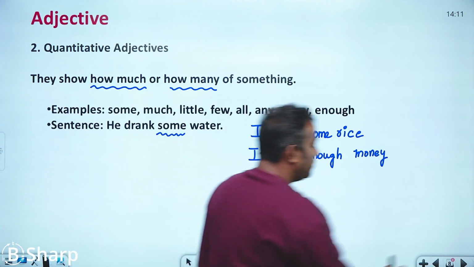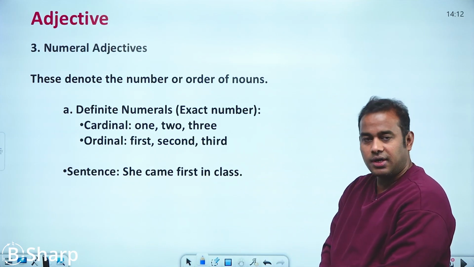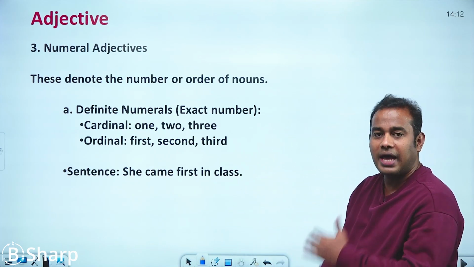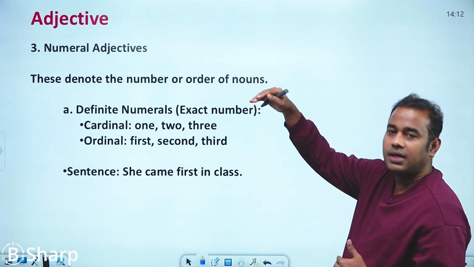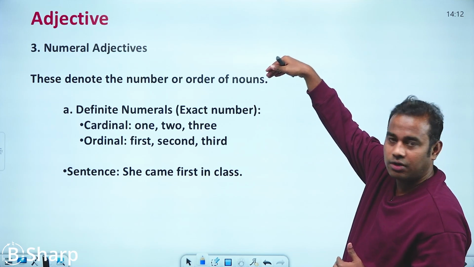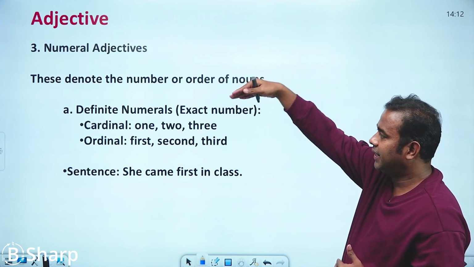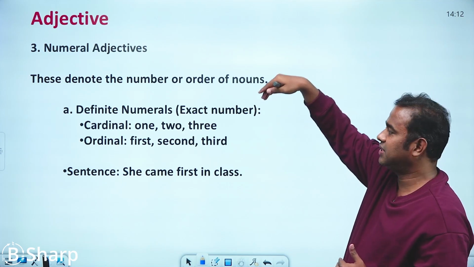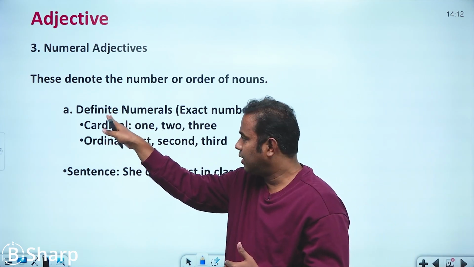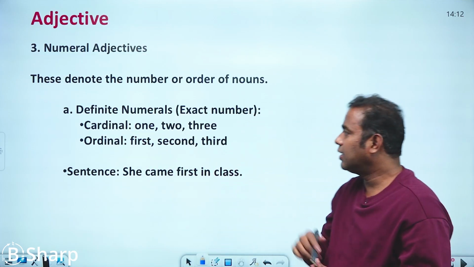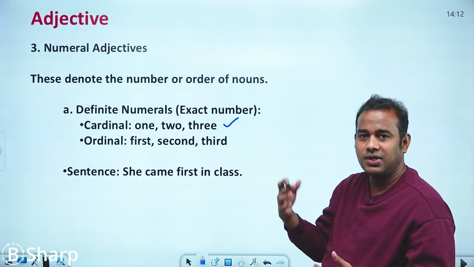Then numerals. As we described, numeral adjectives also have several categories. Numerals denote the numbers or order of the nouns. In that we also have definite numerals. Definite numerals means exact numbers. In exact numbers we have cardinal and ordinal. Cardinal means 1, 2, 3. Ordinal means when you say first.